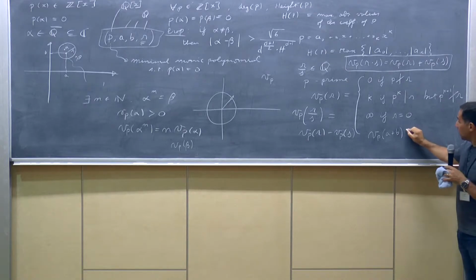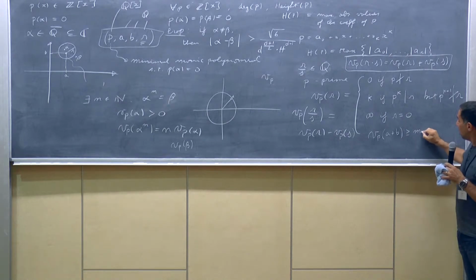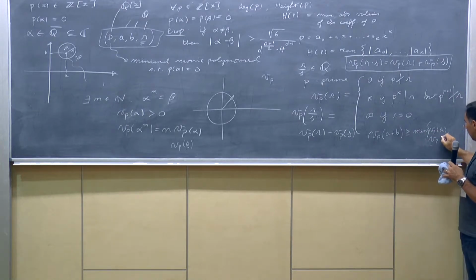The p-adic valuation of a plus b is at least the minimum of the p-adic valuation of a and the p-adic valuation of b. Okay, does everybody see this?